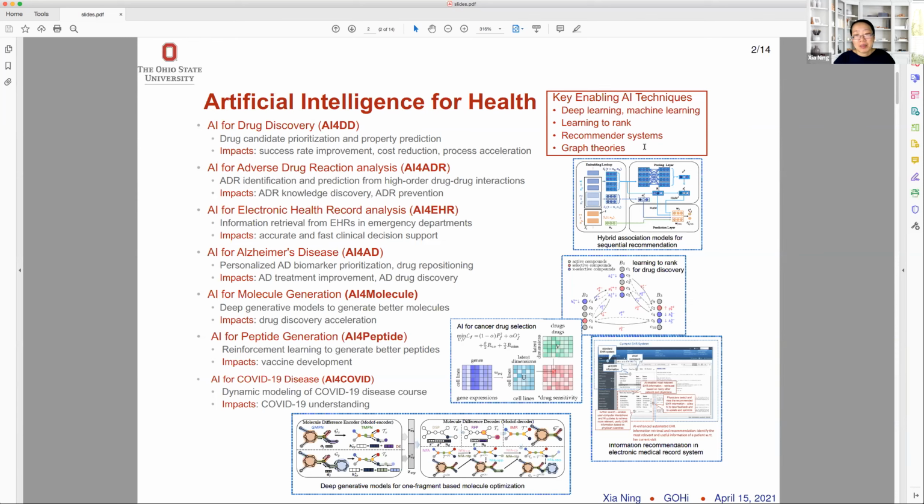It's based on deep learning, machine learning, and particularly something called learning to rank, a way to learn how to order different instances in an automated way, and also recommender systems and graph theories. Recommender systems are a very fundamental methodology that we used in a lot of ranking and drug selection methods. And actually, this is also the fundamental algorithm or idea behind today's talk.